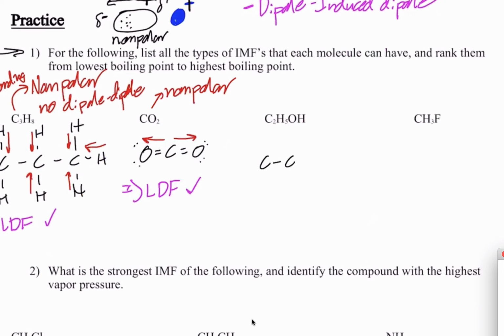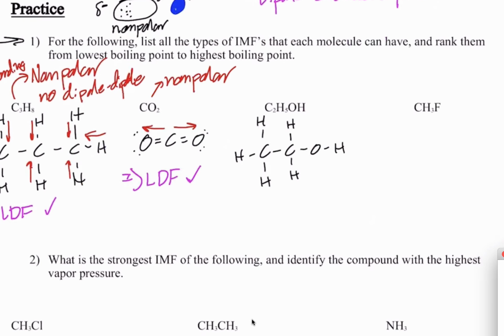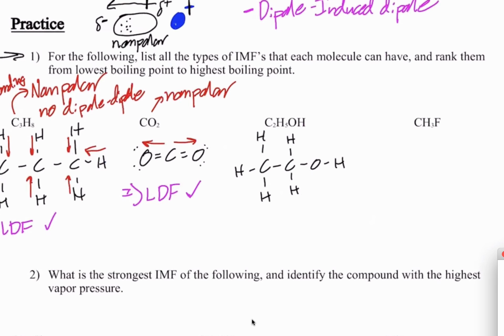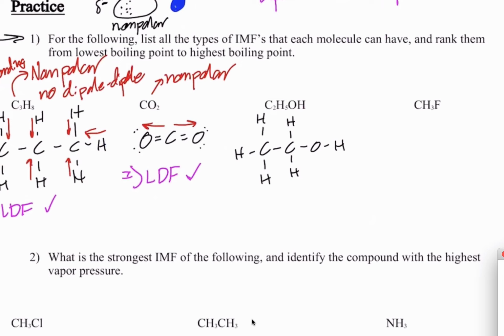Next up, let's do C2H5OH. This molecule looks like this. I have 5 hydrogens bonded to those carbons, plus my OH group sticking off to the side. So that's C2H5OH. As with every molecule, it does have London dispersion forces.